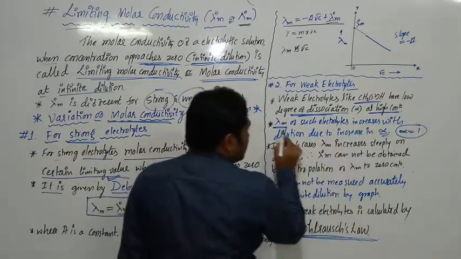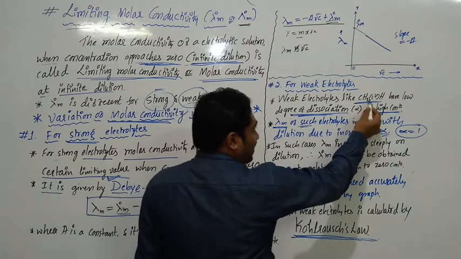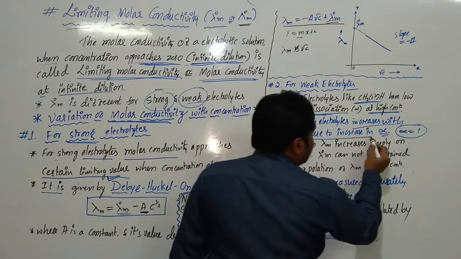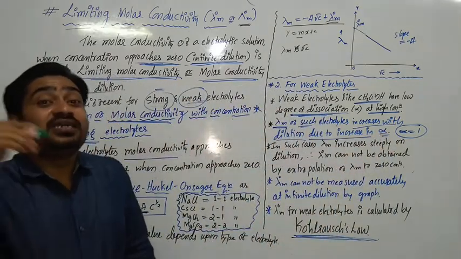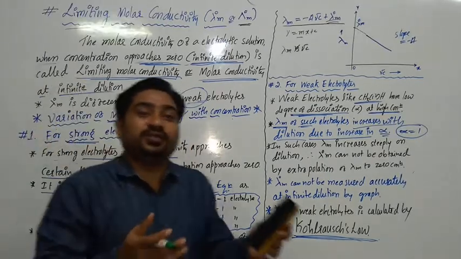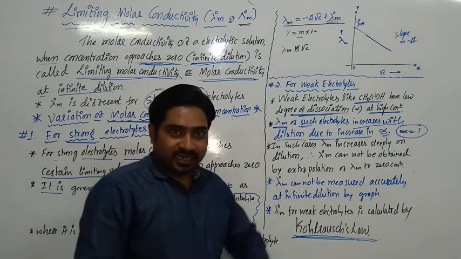So that is the point. The molar conductance of such electrolytes, such means what? Weak electrolytes increases with dilution due to increase in the alpha. Increase in alpha means what? Increase in the degree of dissociation. On dilution, degree of dissociation increases. As a result, lambda m increases.